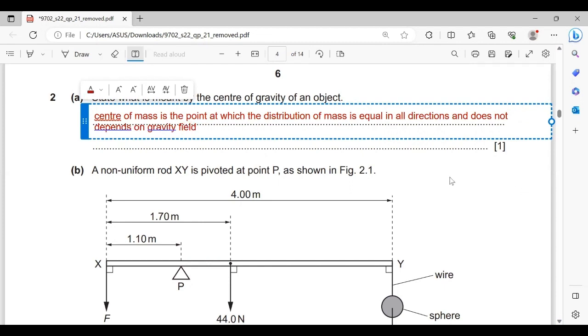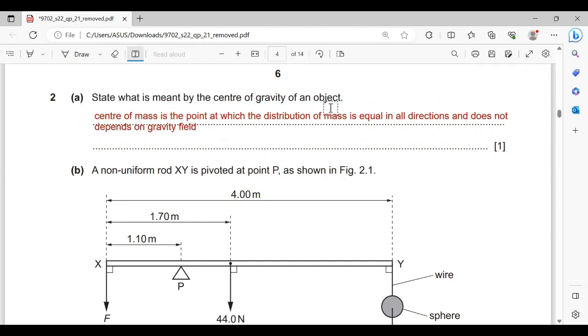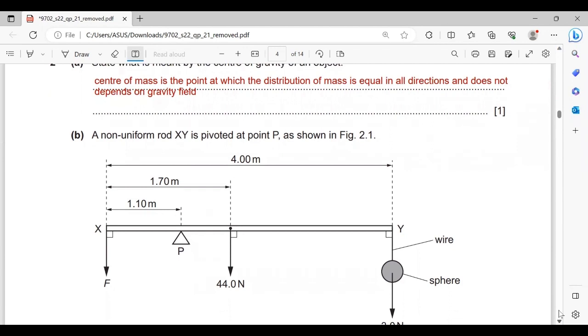So center of gravity or center of mass is the point at which the distribution of mass is equal in all directions and does not depend on the gravity field. Okay, let's look at the next questions for this understanding.